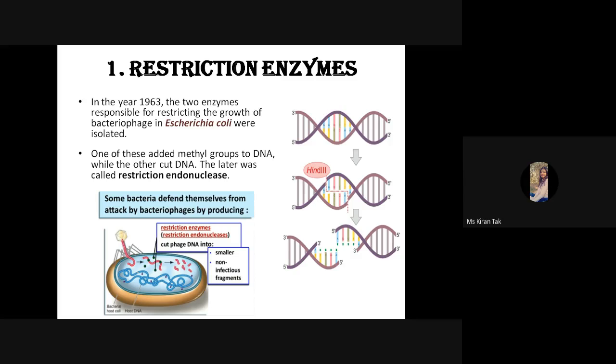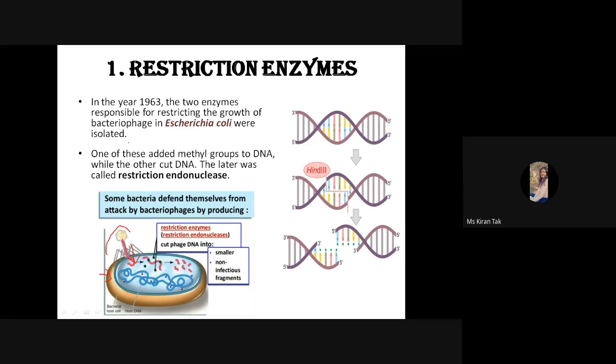So in 1963 it was found that when bacteriophage, this is the bacteriophage and this is the bacteria, so the virus that infects the bacteria is known as the bacteriophage. So bacteriophage infects the host cell, it transfers the genetic material inside the bacteria. The bacterial defense system activates and considers the genetic material of the phage DNA as the foreign DNA. Thus, it produces the restriction endonucleases that act on the phage DNA and cleave it into small non-infectious fragments.